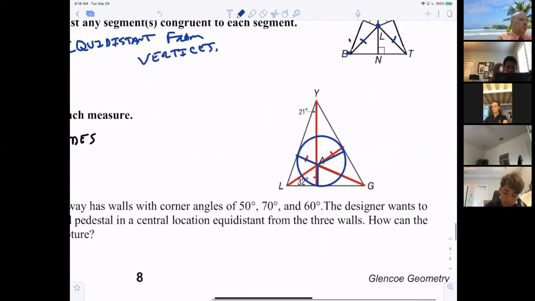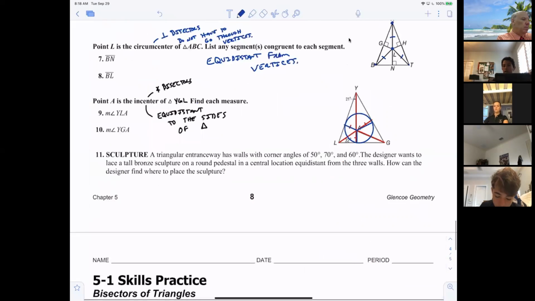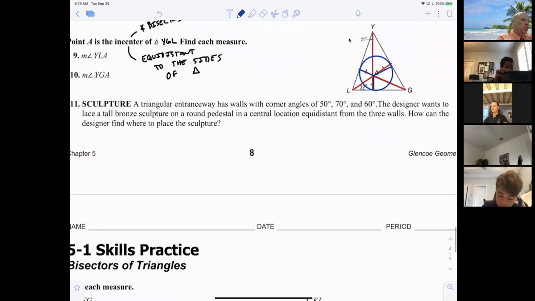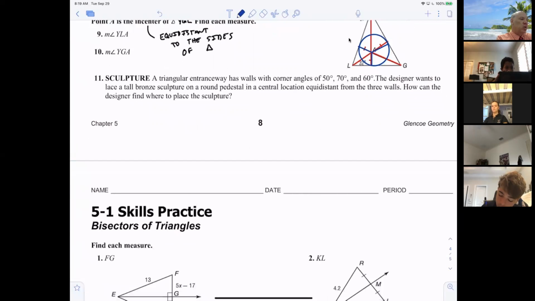All right. Now, I think that's it. Does anybody have any questions now on these two worksheets? Number 11, the sculpture? All right. It says a triangular entranceway has halls with corner angles 50, 70, and 60. The designer wants to place a tall bronze sculpture on a round pedestal in a central location equidistant from the three walls. That's exactly what we're talking about.